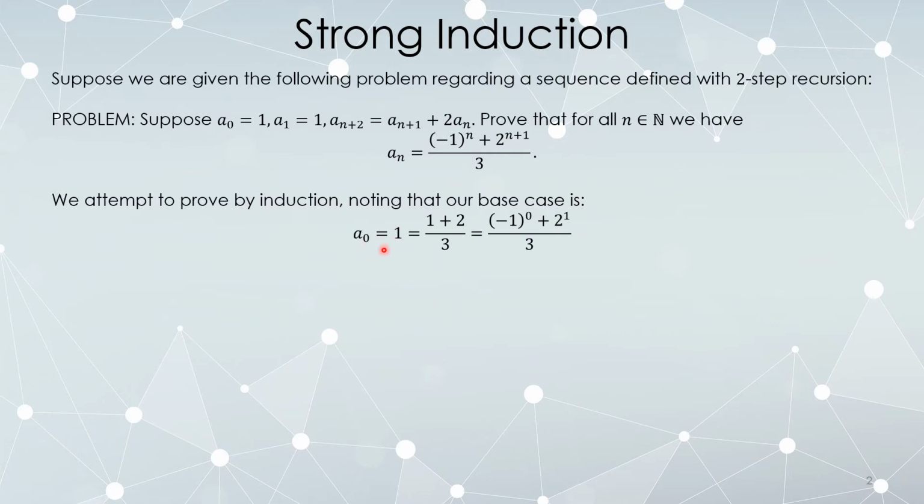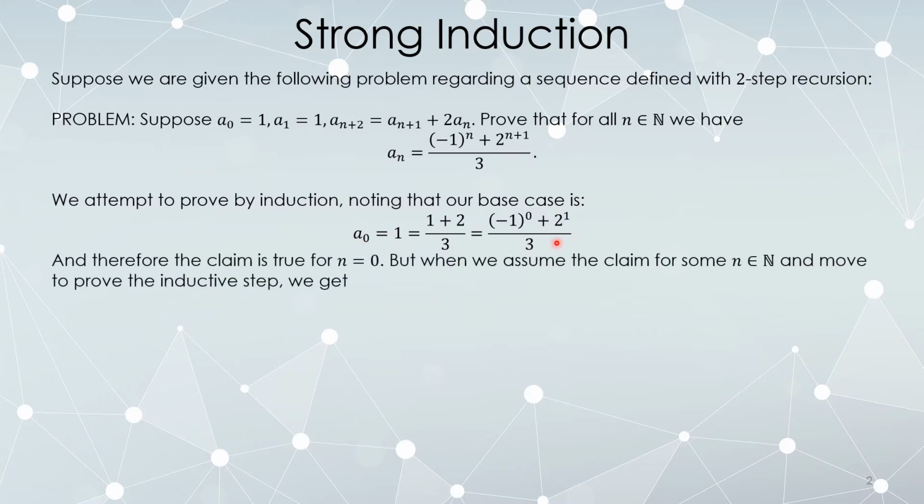Well, a sub 0 was given to be equal to 1. Negative 1 to the 0 is 1. 2 to the 0 plus 1 is 2. And indeed, 1 plus 2 over 3 is equal to 1. So a sub 0 does in fact equal what this formula would predict. So the claim is true for n equals 0. Now, if we're doing a proof by induction as we have seen it before, we would assume that this is true for a given n, and then try to show it's true for the next index.